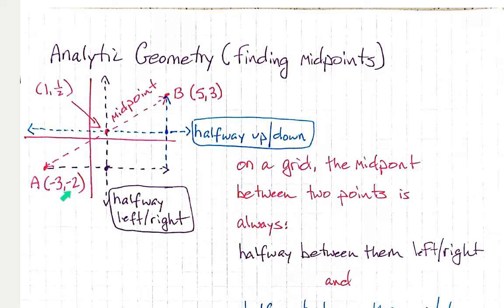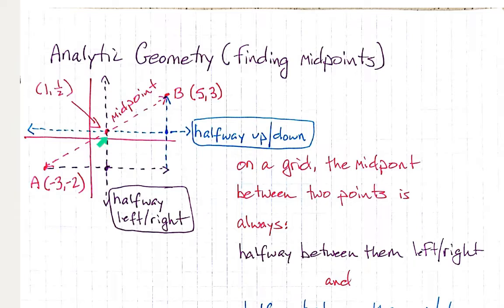Then A is at -2, that's its y-coordinate, and for B the y-coordinate is 3. From -2, we have -1, 0, 1, 2, 3, or 5 spaces total. So halfway up would be 2.5. That's 1, 2.5. So the midpoint is somewhere on this line, which is vertically halfway between A and B.